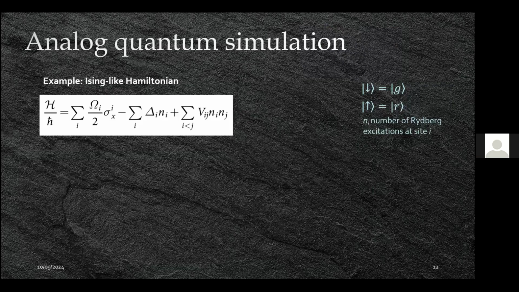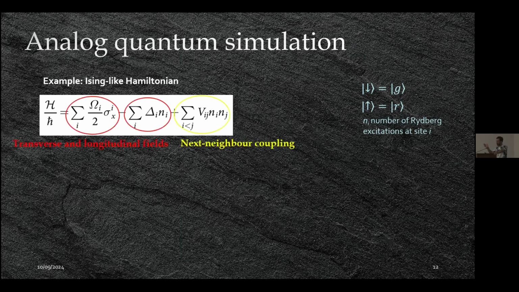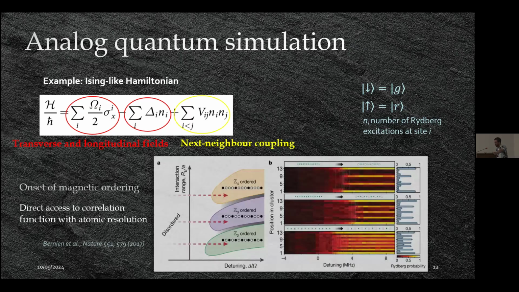So where is the quantum simulation? For instance, if I take, for example, this Hamiltonian, and I want to map this kind of system thanks to Rydberg, I can say, all right, the ground state is the spin down and the Rydberg is spin up. In this case, I can express my Hamiltonian as a transverse and longitudinal field due to the Rydberg excitation, and the last part would be the next-neighbor coupling.